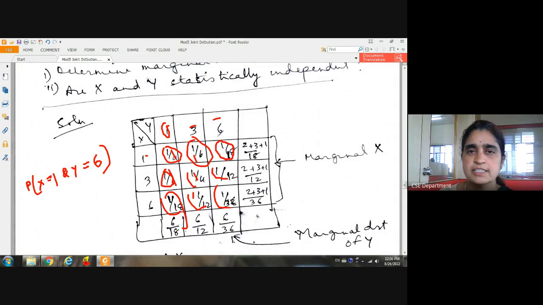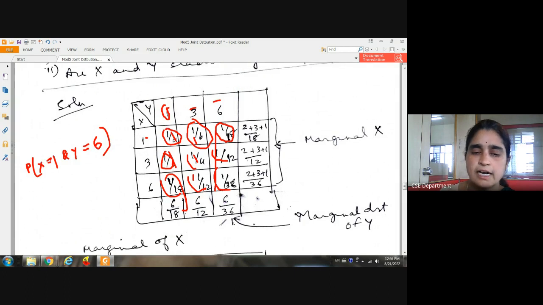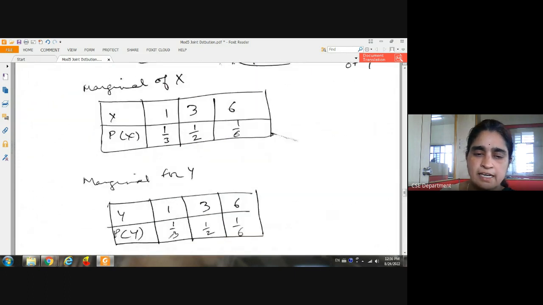How does y equal to 6 come? If you add these 3 cells, this value comes. So this is the marginal distribution of y. But you must write it in a different table. Y can take values 1, 3, 6 with probabilities.